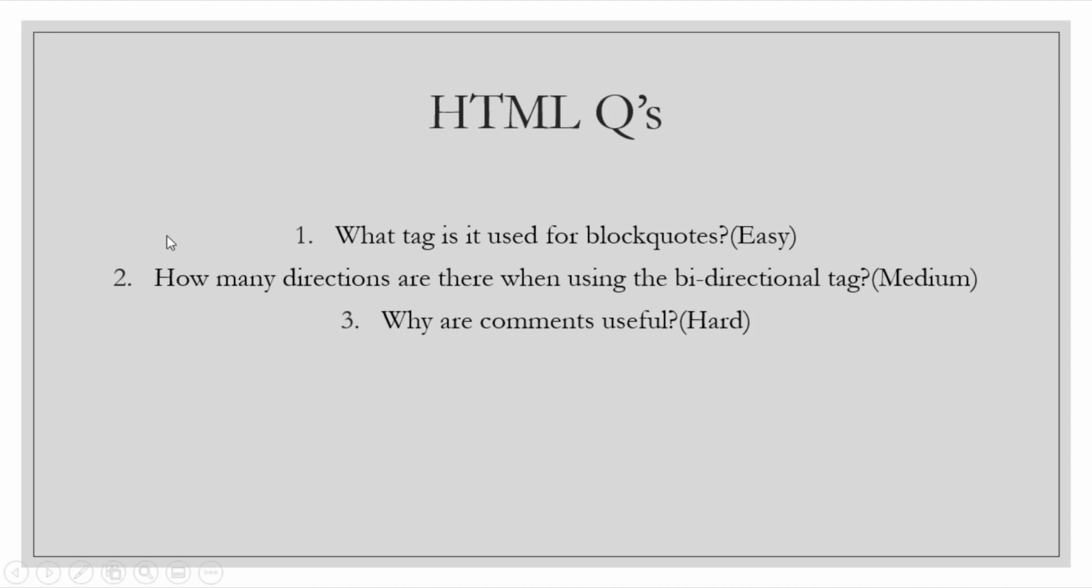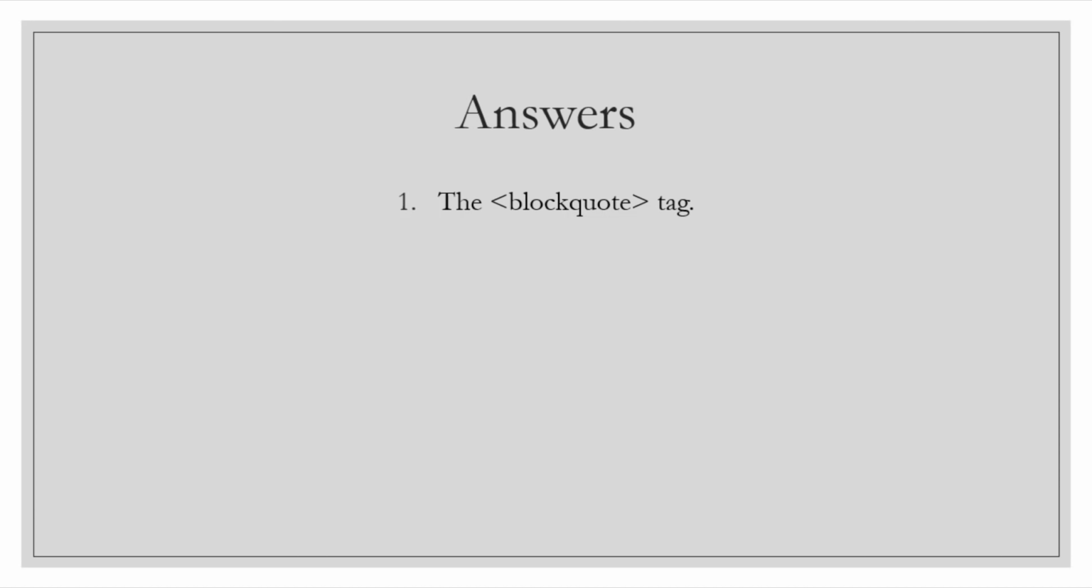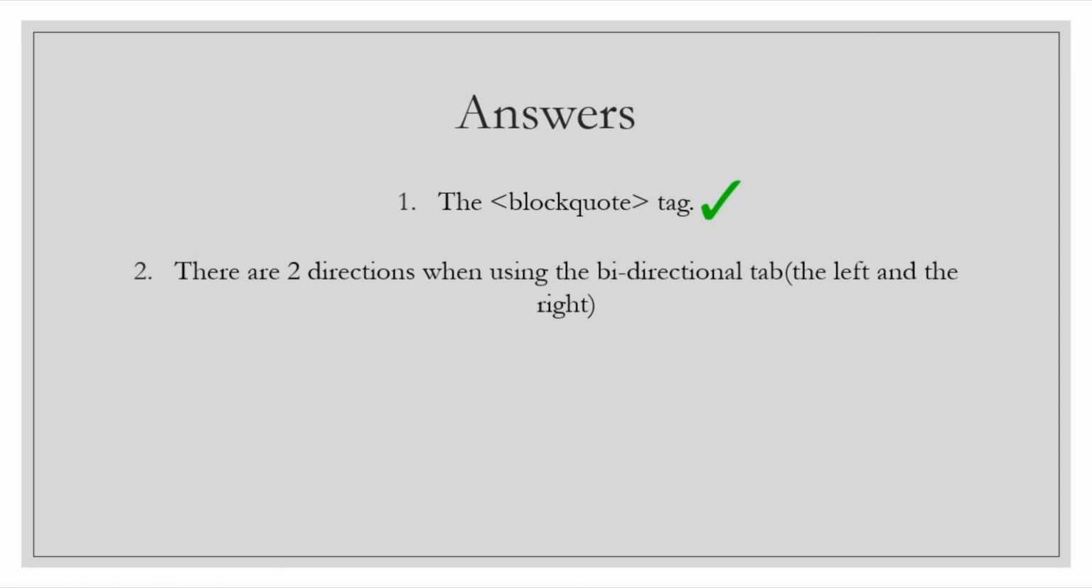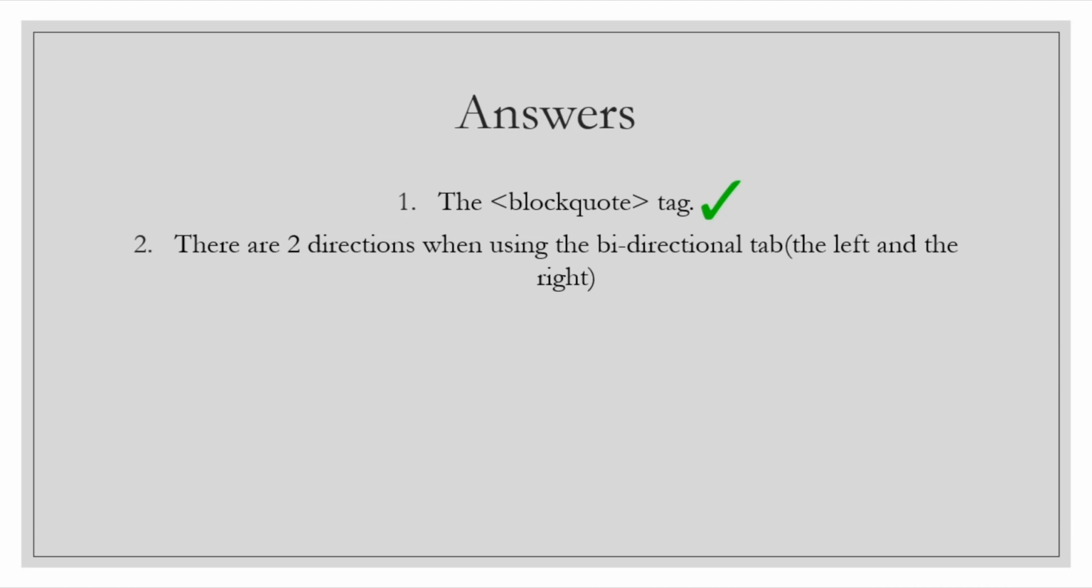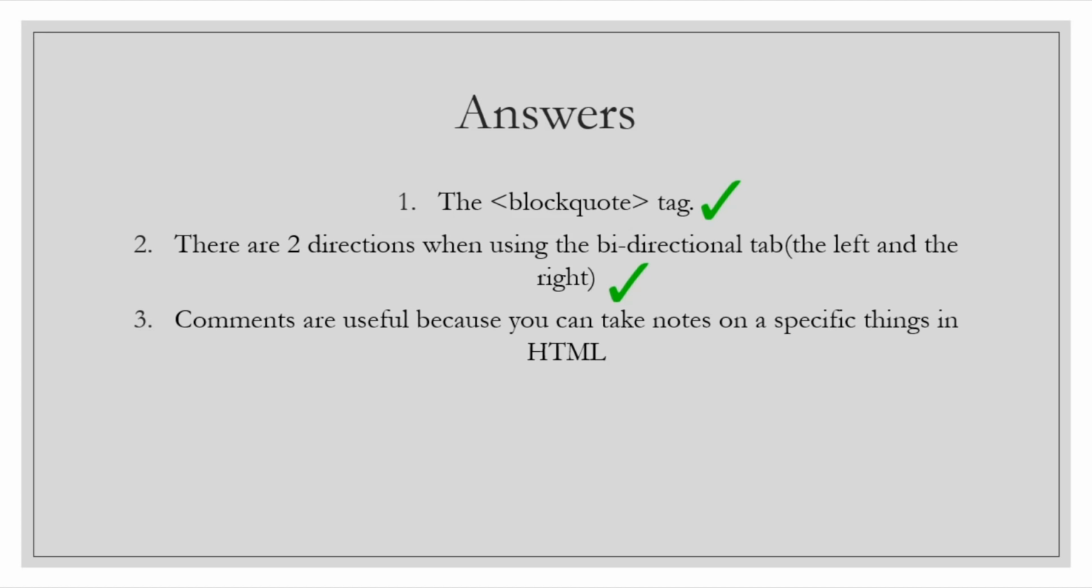So hopefully you answered all these questions, and let's get on to the answers. So here are the answers. Number 1, the block quote. That should be straightforward. So hopefully you get that right. Number 2, there are 2 directions when using the bi-directional tag, the left and the right. So hopefully you get that right. And number 3, comments are useful because you can take notes on specific things in HTML. So hopefully you get that right as well.